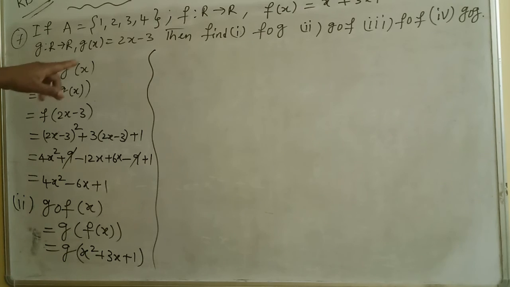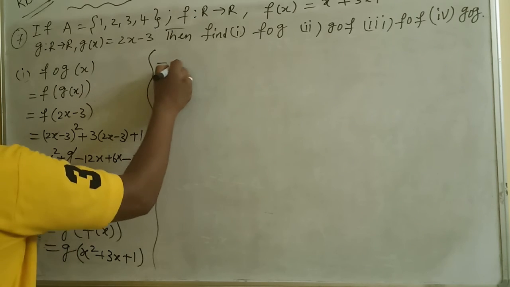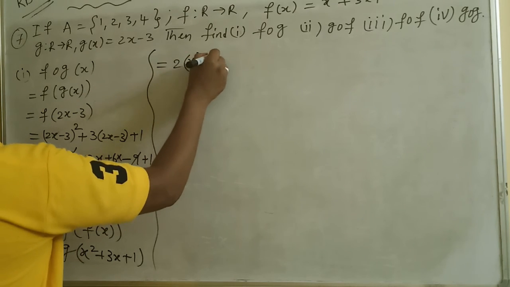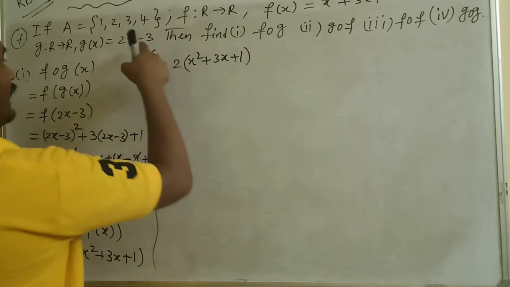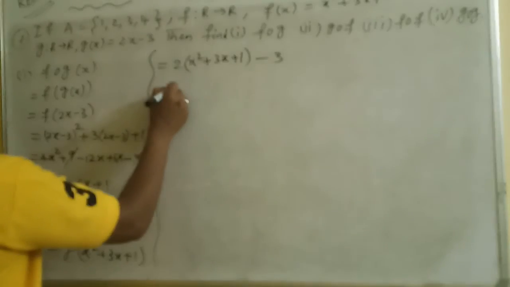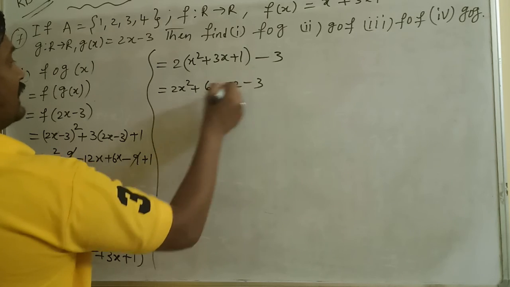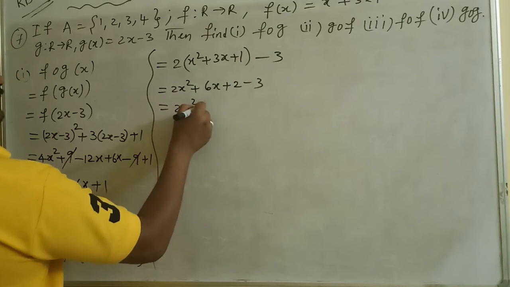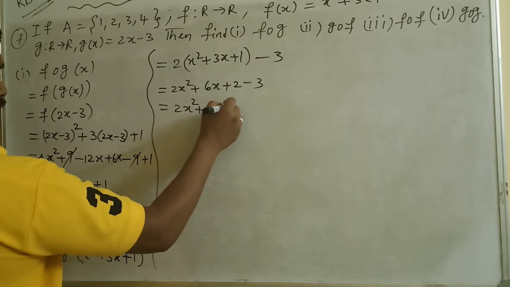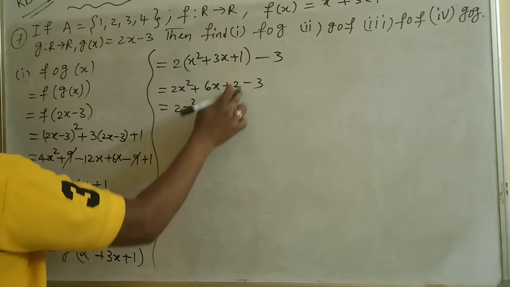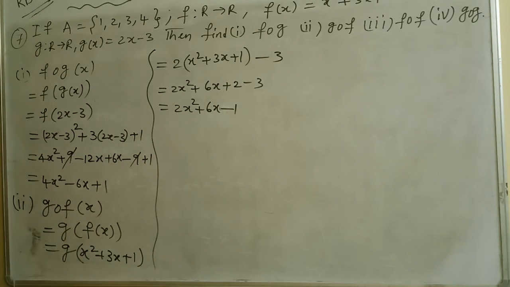What is g of x now? 2x minus 3, wherever x is there, substitute this full part. So now we can write 2 into x square plus 3x plus 1 minus 3. So multiply with the 2: 2x square plus 6x plus 2 minus 3. So we can write 2x square plus 6x, and minus 3 plus 2 you get as minus 1. So 2x square plus 6x minus 1 is your second one.